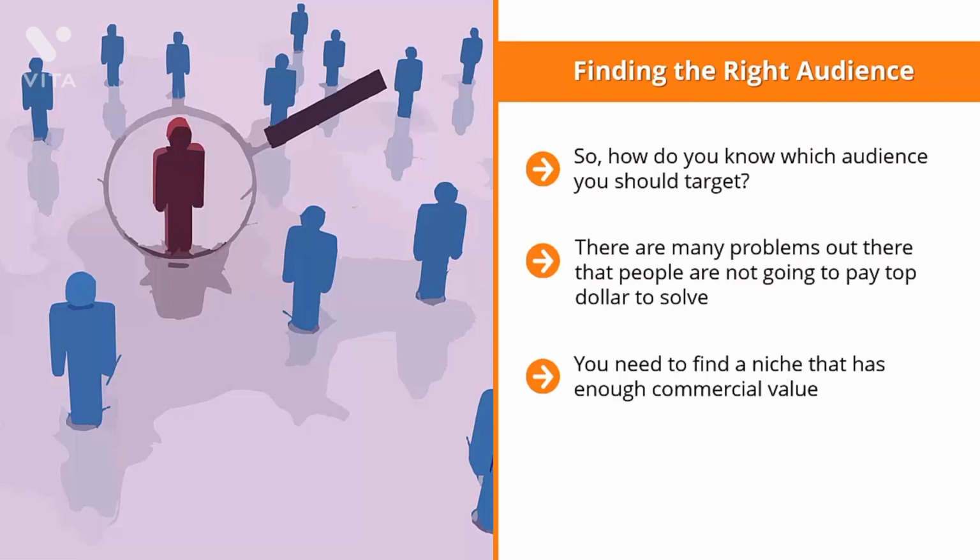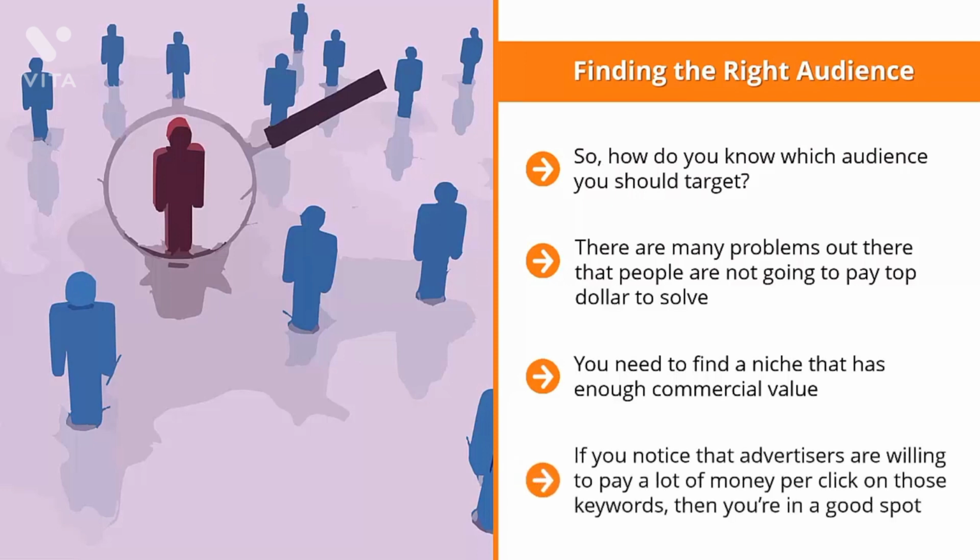One way to estimate this is to use Google AdWords Keyword Planner and do cost per click research on keywords related to your niche. If you notice that advertisers are willing to pay a lot of money per click on those keywords, then you're in a good spot. Chances are there's enough commercial demand for that niche. People are willing to pay a significant amount of money to solve problems related to your niche.